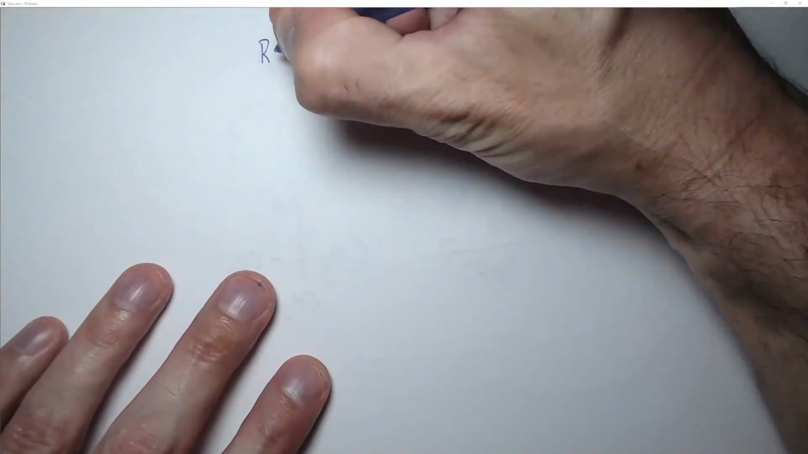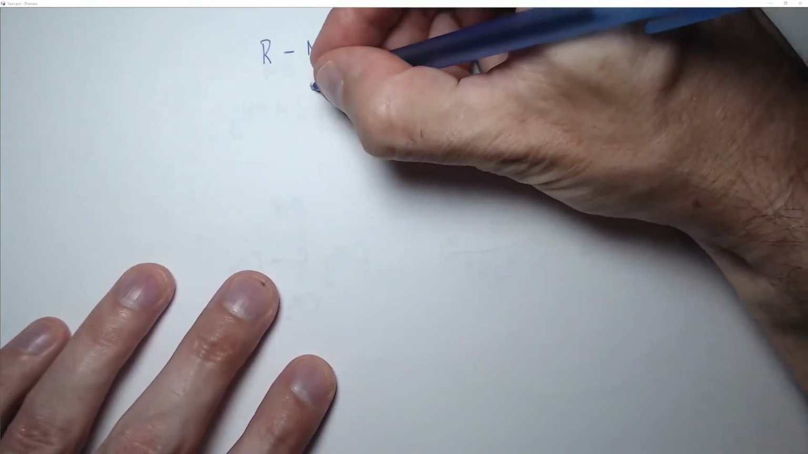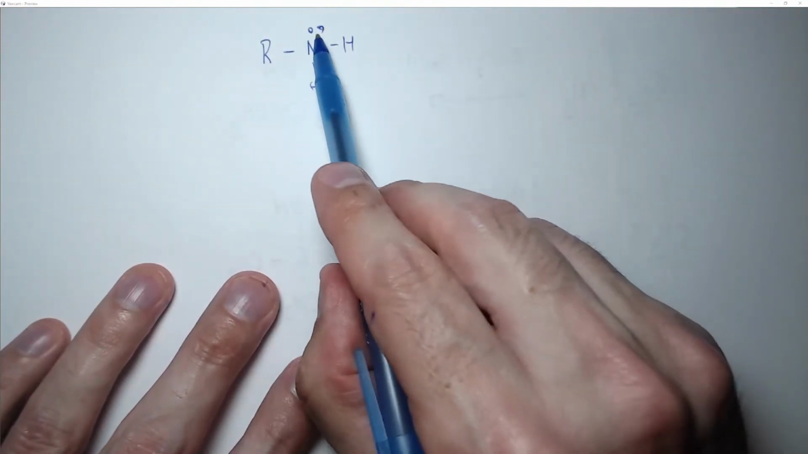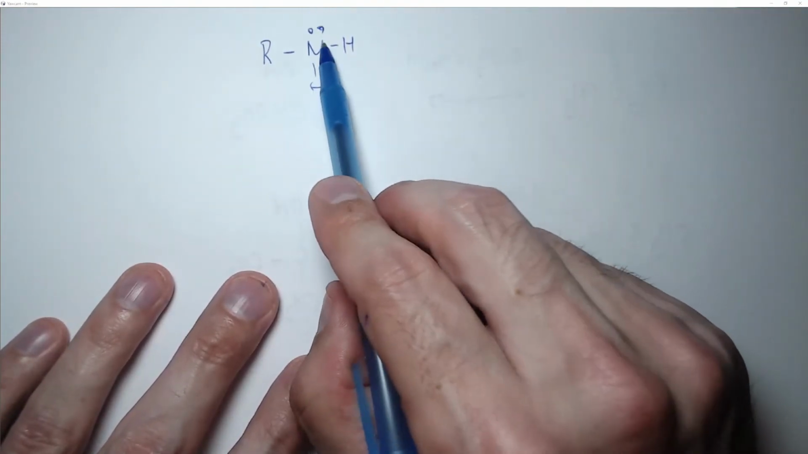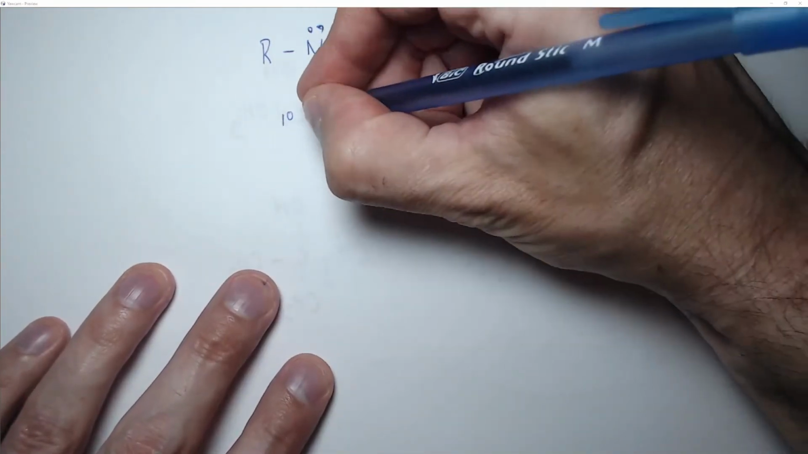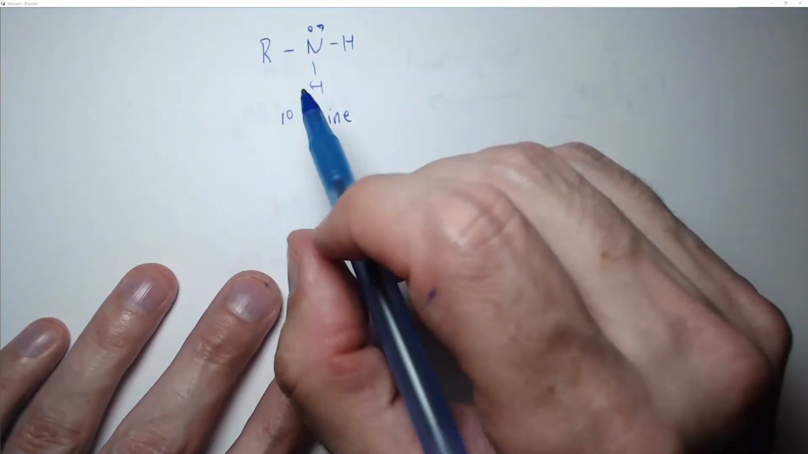In this section, we're going to look at amines as nucleophiles. So amines are R bond N, bond H, bond H, okay? And it has a lone pair on this nitrogen, which can act as a nucleophile. This is an example of a primary amine. Why is it primary? Because the nitrogen is attached to one carbon.